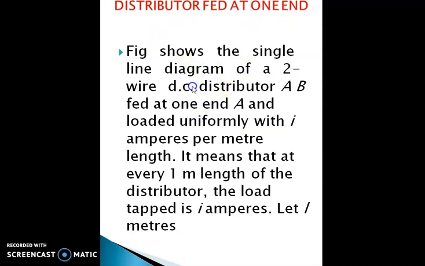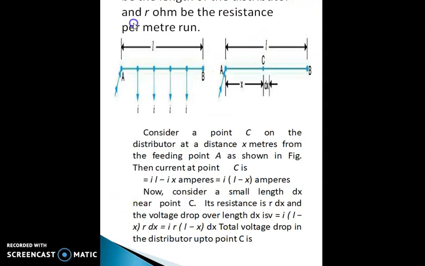Then, uniformly distributed load fed at one end. The figure shows the single line diagram of a two-wire DC distributor AB fed at one end A and loaded uniformly with i ampere per meter length. It means that at every 1 meter length of the distributor, the load tapped is i ampere. Let l meter be the length of the distributor and r ohm the resistance per meter run. This is AB and the currents are distributed along it. This is the feeding point A. This is the length l.